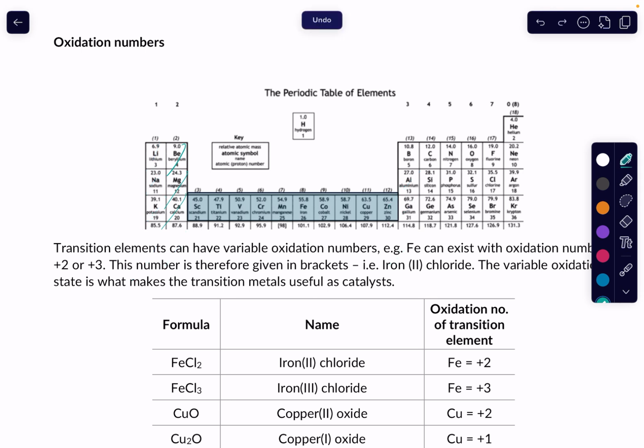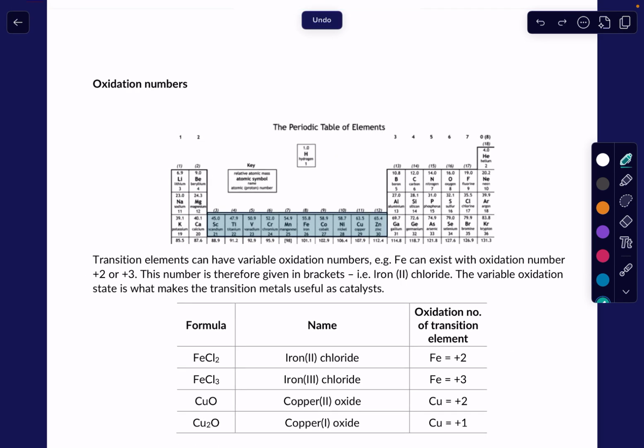However, the transition metals, the D block, can have varying numbers. They can have different amounts. So the rules don't really apply to them. So for example, iron, when we look at over here, that could be 2 plus, and 1 plus, and 3 plus. But it depends on what it's bonded to. So that's why we need to know the rules from before.